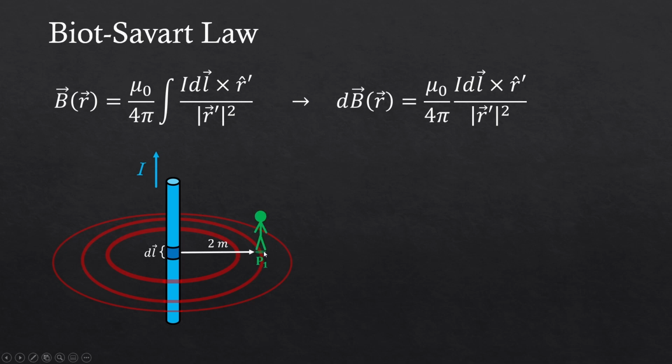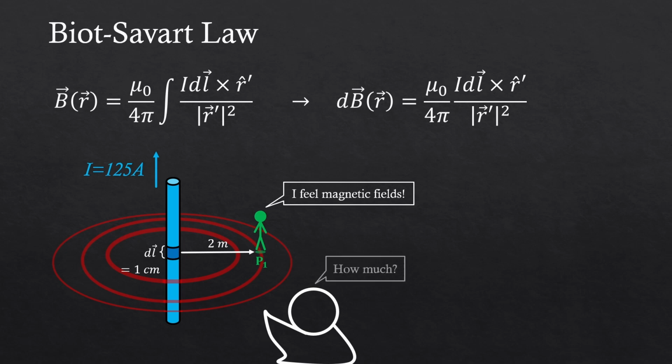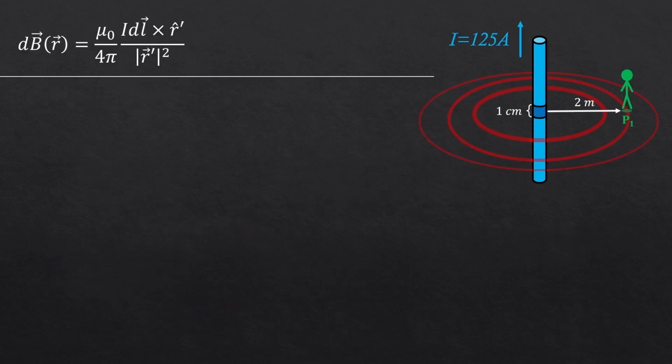Imagine you're standing right there, 2 meters away from the rod. This distance corresponds to R prime, which is the separation distance. Now say 125 ampere of current is given. And this portion is 1 centimeter thick. As the current flows, you will start feeling the magnetic field. One person asks you how much magnetic field you feel from that 1 centimeter portion. And we'll try to answer that. As I said, we'll only talk about the magnetic field generated from this portion of the rod. We wrote it as dB.